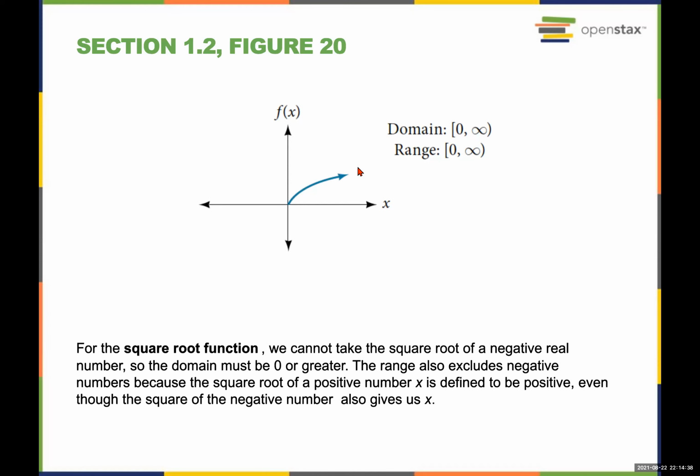Square root function. We cannot take a square root of a negative real number. So that starts at 0. So the domain is from 0 to positive infinity. Same thing with the range.